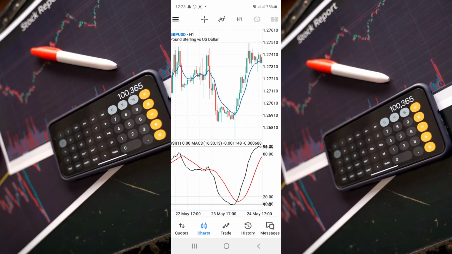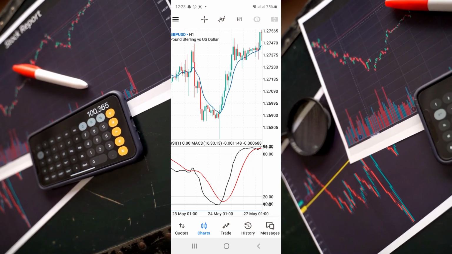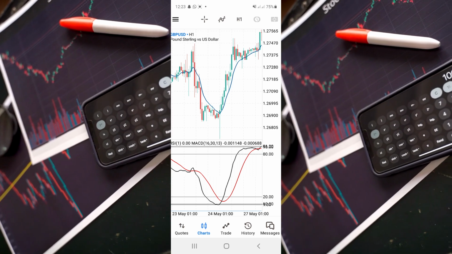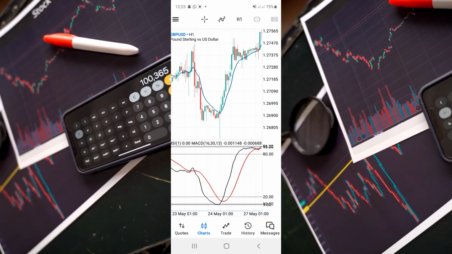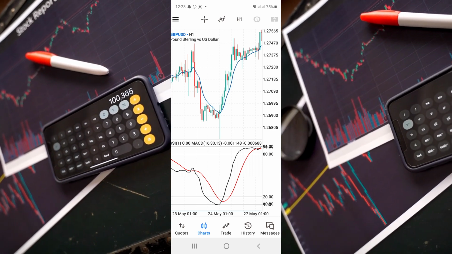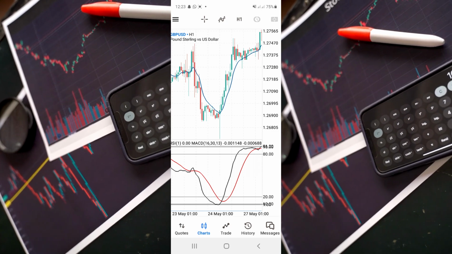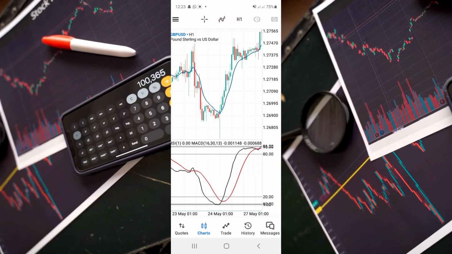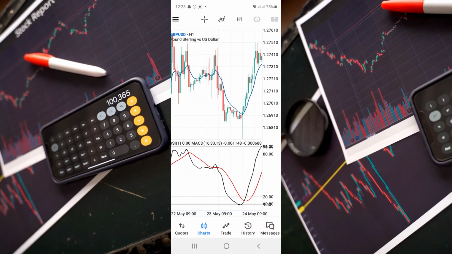Then the fourth condition is we wait for prices to close above the T line. As you can see, prices closed above the T line, but it should be noted that the candle that closes above the T line should be small enough to give us good risk reward. If the candle is too big, it will not give us good risk reward. If the candle is relatively small, it will give us a good risk reward. So guys, prices closed above the T line.